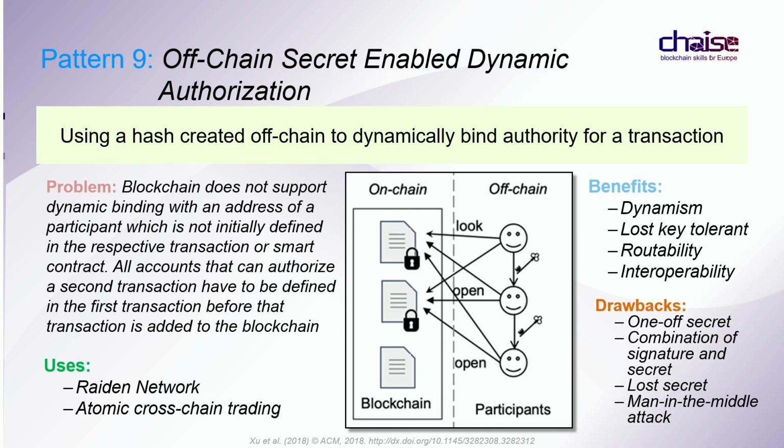Drawbacks: one-off secret. The secret used in this pattern is a one-off secret. Verification of the secret is on-chain, whereas once a secret is embedded in a transaction submitted to the blockchain, the secret is revealed.